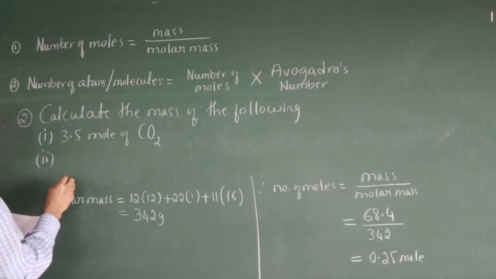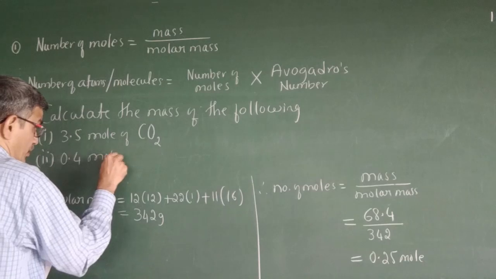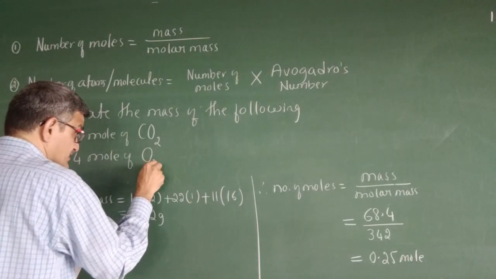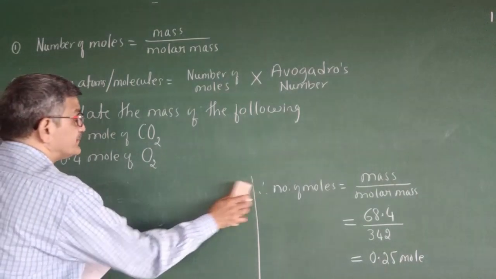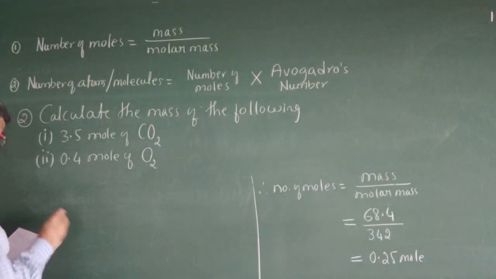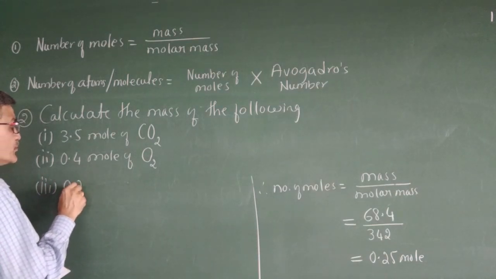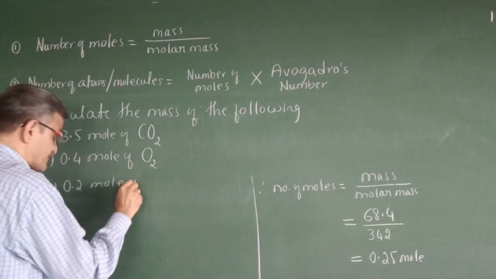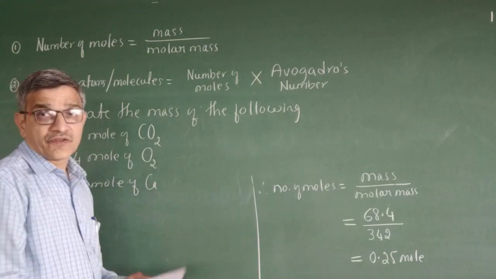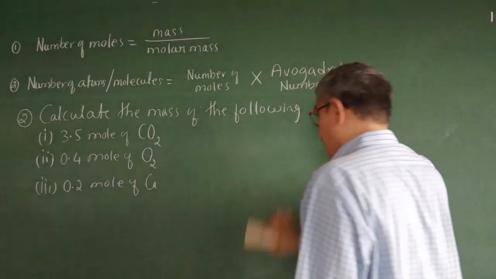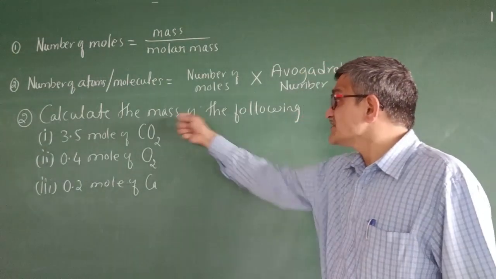Second, 0.4 mole of dioxygen or oxygen molecule. And third one, 0.2 mole of calcium. So the same formula once again. The formula is the same. Just again we have to calculate the mass of the following.